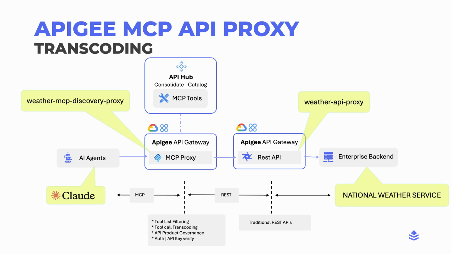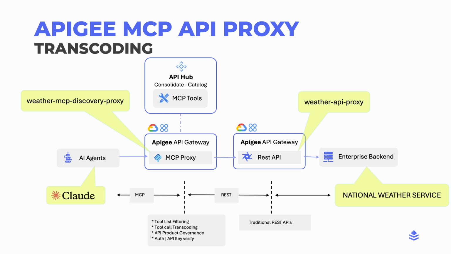Second, we have the Apigee MCP Discovery Proxy. This is a special Apigee proxy template that exposes API operations as MCP tools. The MCP Discovery Proxy provides the MCP endpoint that MCP clients can use to initialize the connection, list available tools, and call tools. So, the flow looks like this.